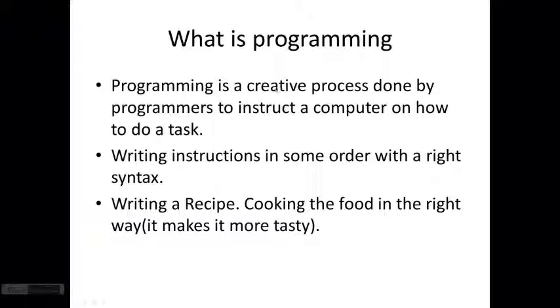So before I move forward, let's revise these. What is programming? The first definition was: programming is a creative process done by programmers to instruct a computer on how to do a task. So the creative process in the diagram are the paths A, B, and C. C is the most creative one. It's the shortest one. It requires some experience, but it will give the maximum productivity.